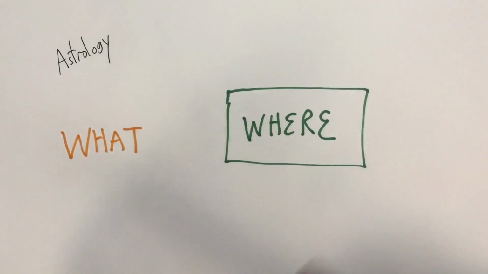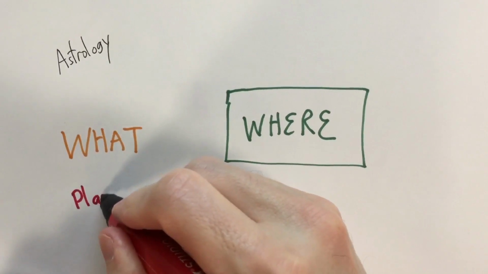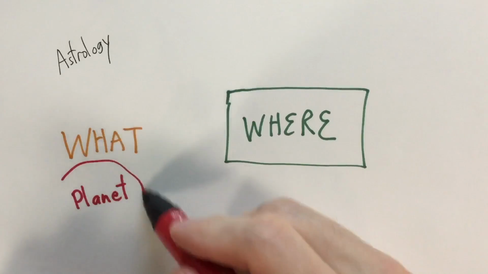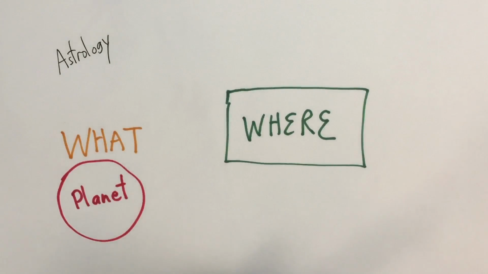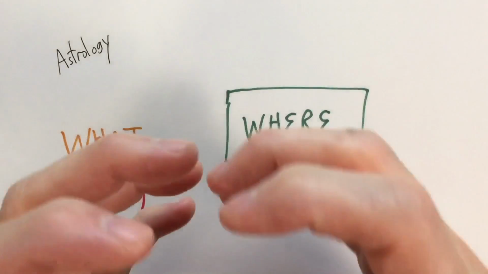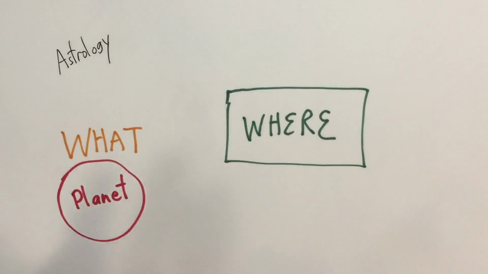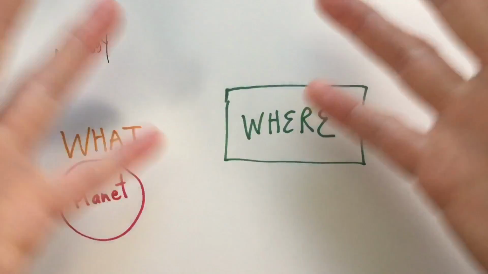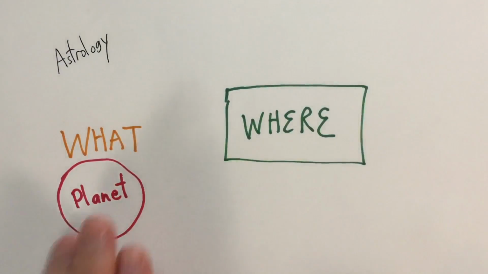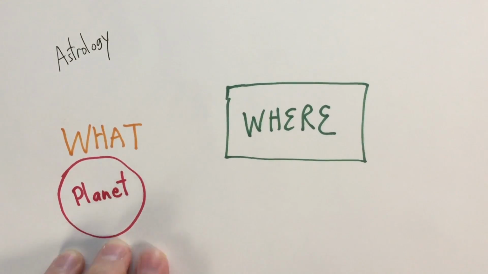So in astrology terms, the what is going to be your planet, and there are a variety of planets. We have one for love, one for communication, one for getting out of your shell and being creative and making yourself better, one for restriction where everything is kind of compacted and not as bright. We have one for expansion where everything explodes and it's great. So the what is going to be your planet. Now the where is going to be your houses.